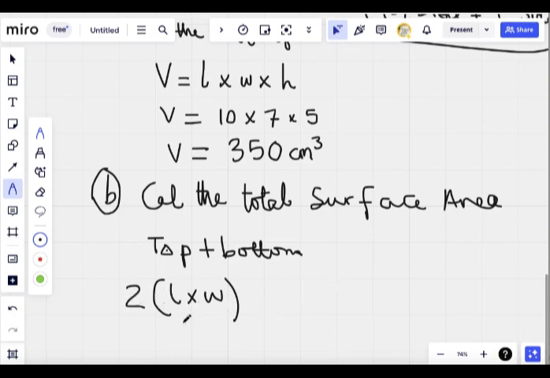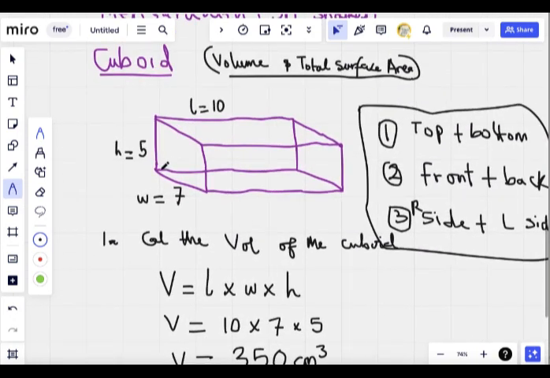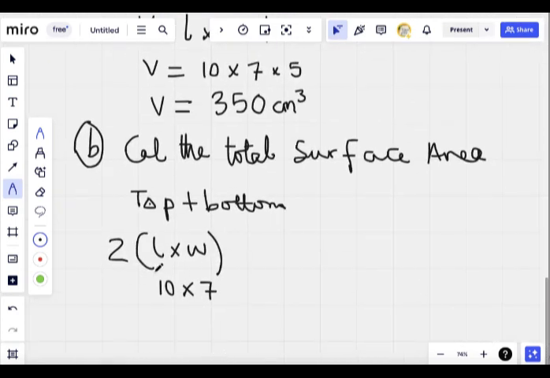Our length is 10, times our width, which is 7. If we go back to the diagram, this width is equal to this one, so it's 7. If we multiply, we get 70. Then 10 times 7 is 70, and multiplying by 2, we get 140.